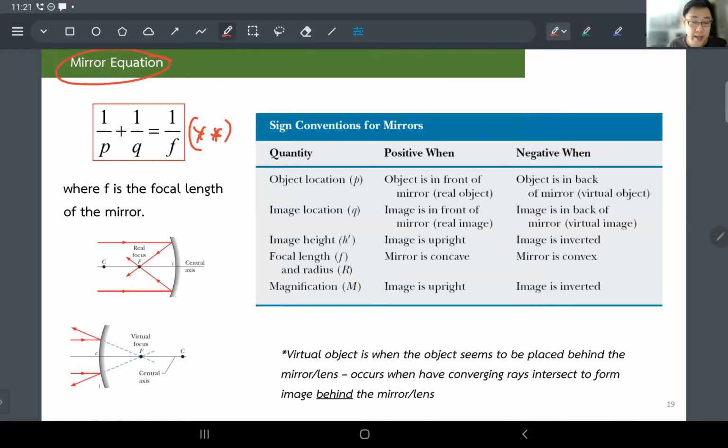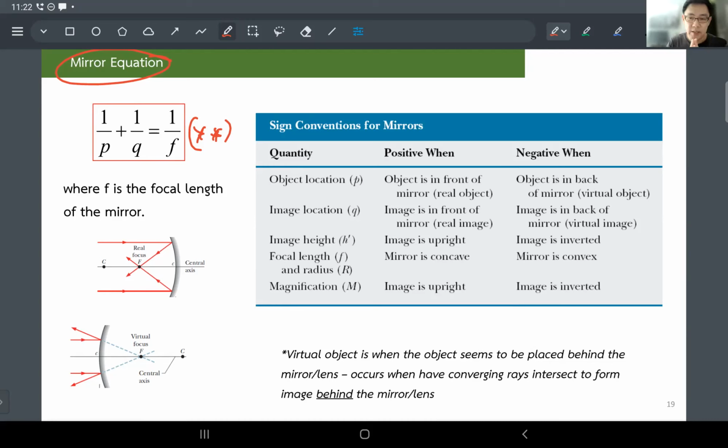It's 1 over P plus 1 over Q equal to 1 over F. You are done. That's it, guys. So that means it's just saying that the inverse of the object distance plus the inverse of the image distance must be equal to the inverse of the focal length of that mirror. Isn't that nice?